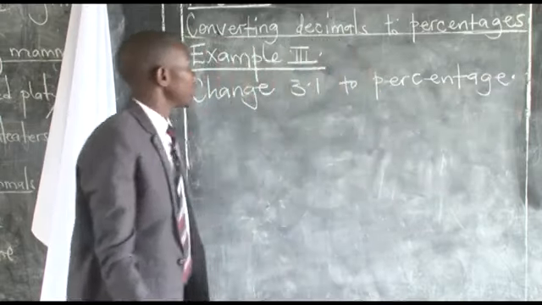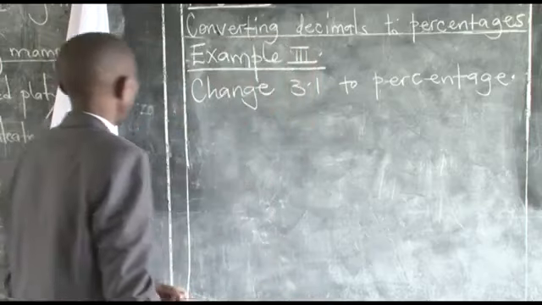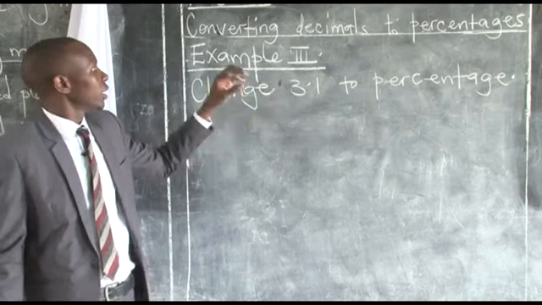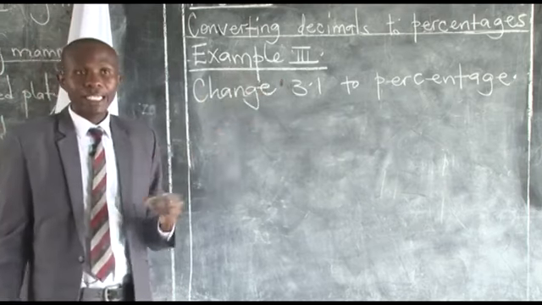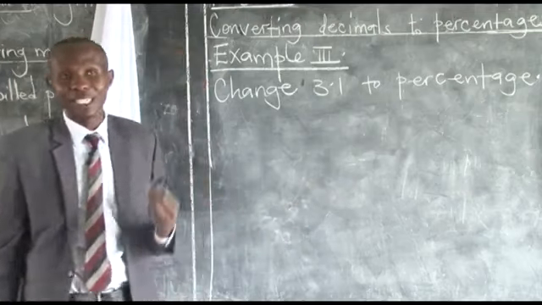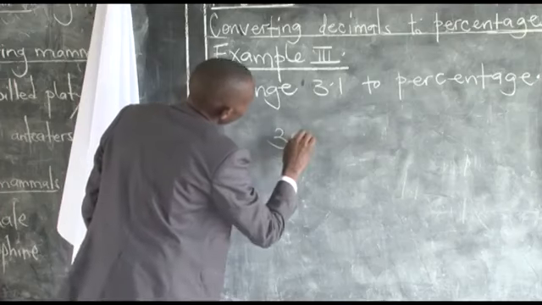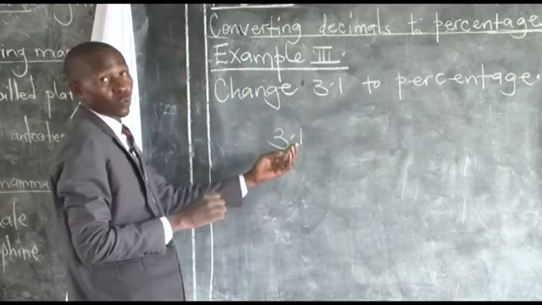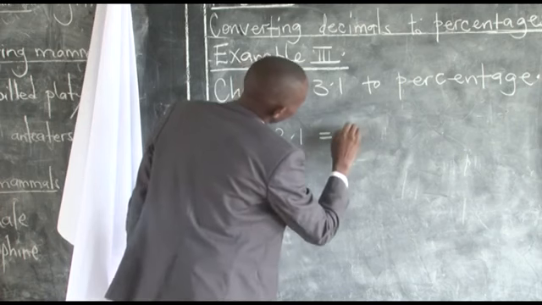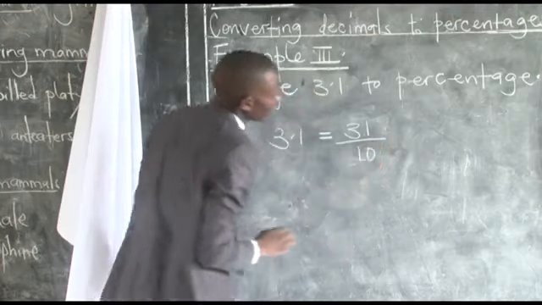3.12%. So I want us to look at this also shortly. We are converting this into percentage. How are we going to convert this? We are just going to follow the same steps that we have been using. We shall first of all identify our decimal number as 3.1. Then we change it into a fraction, which will give us 31 out of 10.